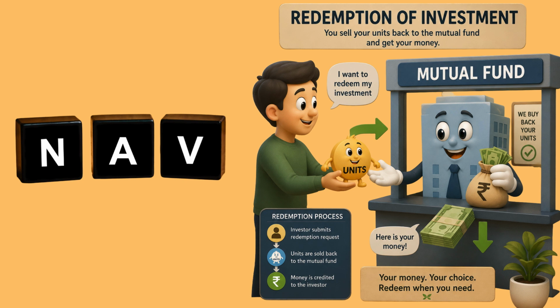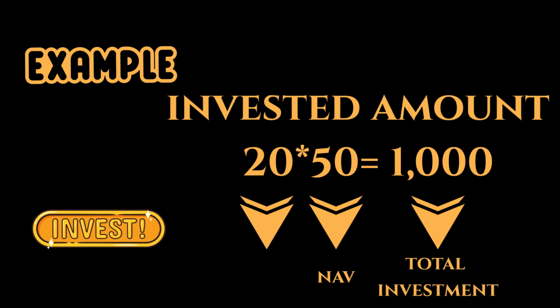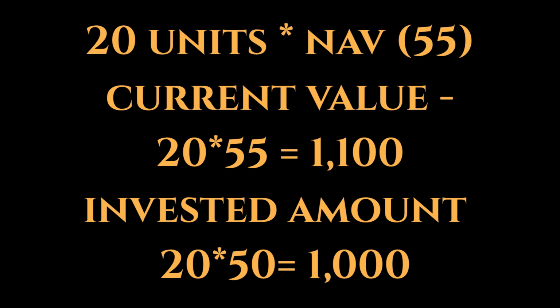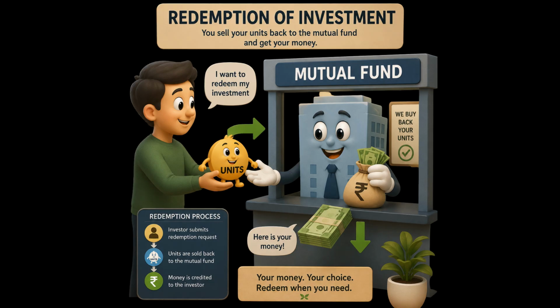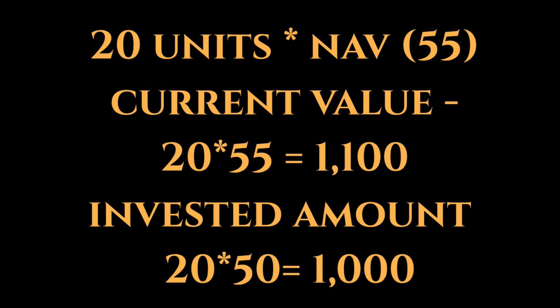Similarly, whenever you redeem your investments, the amount you receive depends on the applicable NAV on the day of redemption. In our example, you invested 1000 rupees at an NAV of 50 rupees and you got 20 units. Now imagine after some time the NAV becomes 55 and you decide to redeem your investment. Although you still own the same 20 units, this time those 20 units are valued at 55 each. Back then it was valued at 50 when you invested.